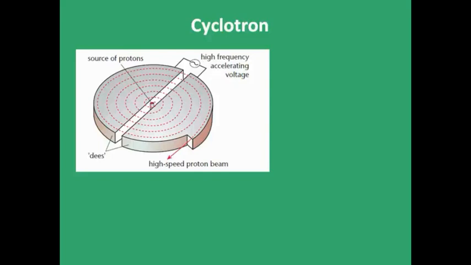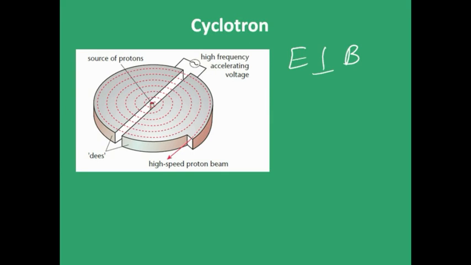Hi friends, we'll start with cyclotron. Cyclotron is a machine that is used to accelerate charged particles or ions to higher energies. Here the E and B are the crossed fields. I mean, the electric field and magnetic field are perpendicular to each other. So they're called crossed fields.